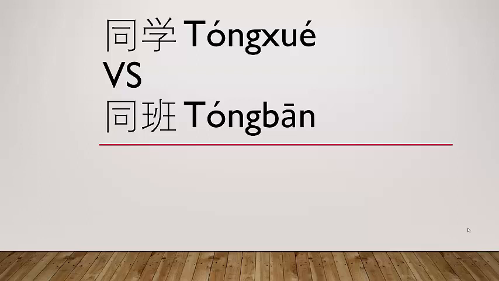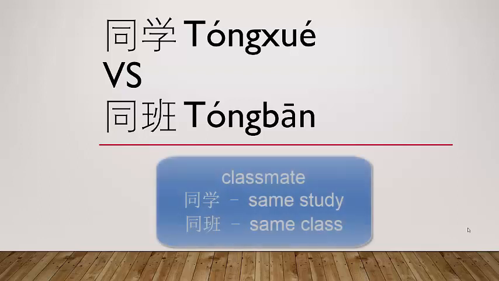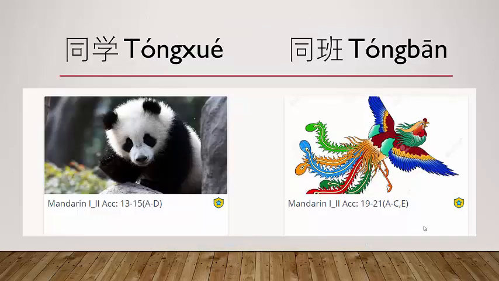There are two vocabulary words in this lesson, tongxue and tongban, which both translate to the word classmate, but they mean different things. Tongxue means classmates, as in you go to the same school. Tongban means you're in the same class. So ban is different class, not as different grade level, but within the same grade, separated by class.